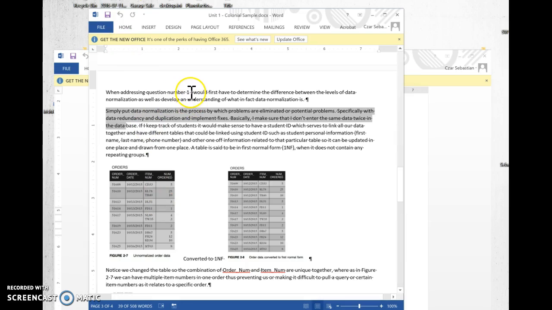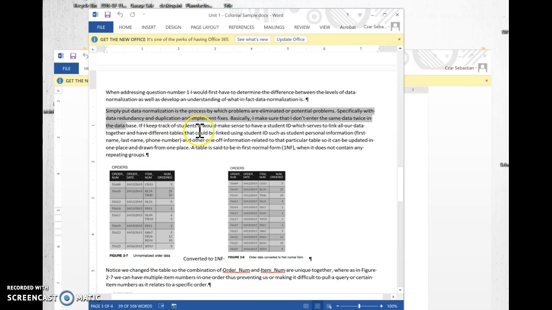It says, when addressing question number 1, I would first have to determine the difference between the levels of data normalization. Simply put, data normalization is a process by which problems are eliminated or potential problems, specifically with data redundancy and duplication and implementation fixes. Basically, I make sure that I don't enter the same data twice in the database.